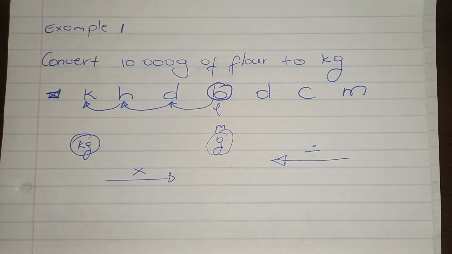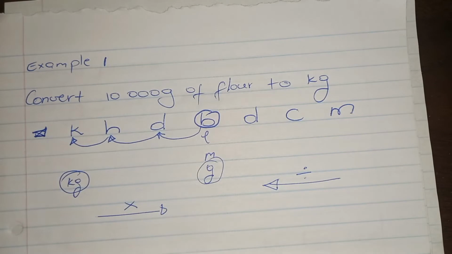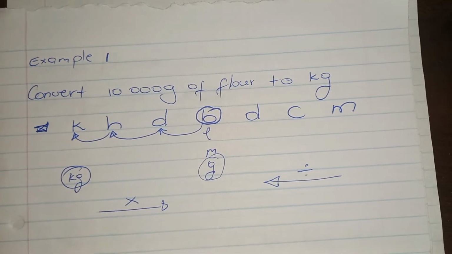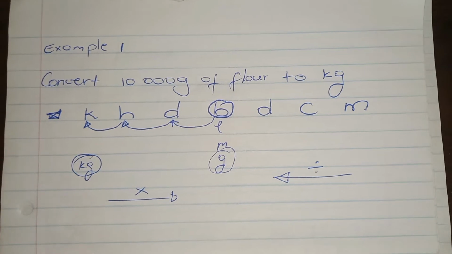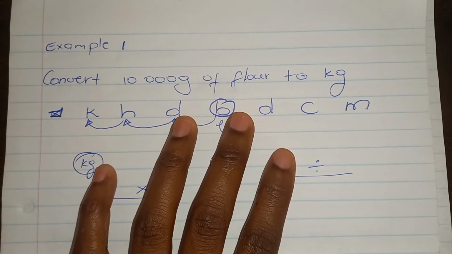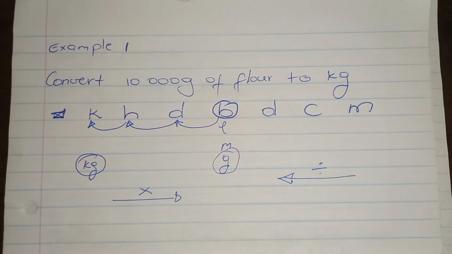All right, let's try examples and be practical about this. So we're going to convert 10,000 grams of flour to kilograms. Okay, so this is the method I use to remember so that I don't have to memorize too many things, but you can use whatever method. Some people talk about the multiples of 1,000, tens. I don't know. That's complicated for me.